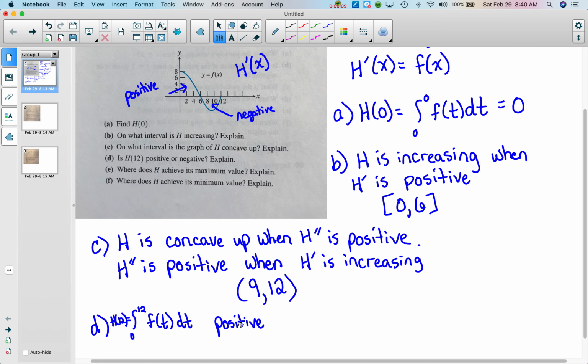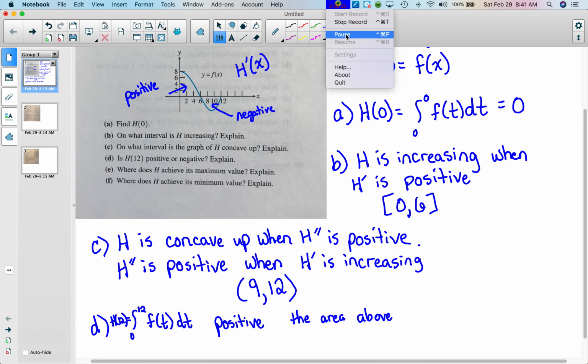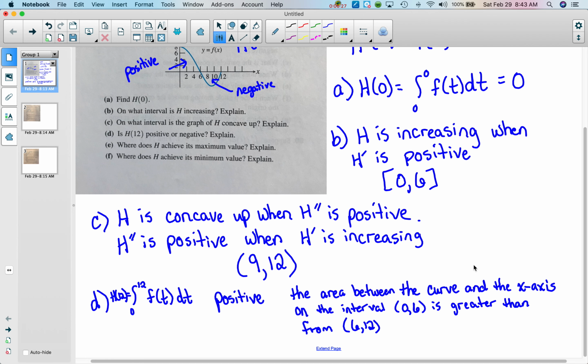Well, I know overall it's going to be positive, and my reason would be the area above, let's see, let me think how I want to word that. Okay, so I would word it maybe this way.